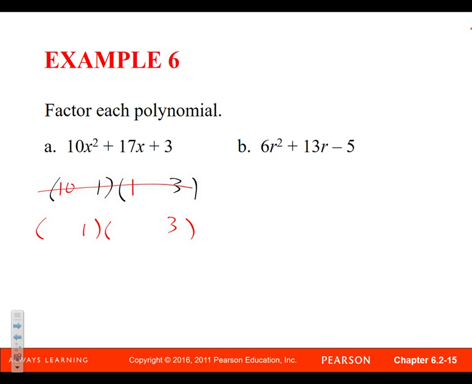So do you want to try 2, 5? 5, 2. You want 5 and then 2? So 5 and 2. That's 15 and 2. That does get me to the middle. So I'm there. And it looks like they're both positive. And I'm done factoring. Okay? Cool.